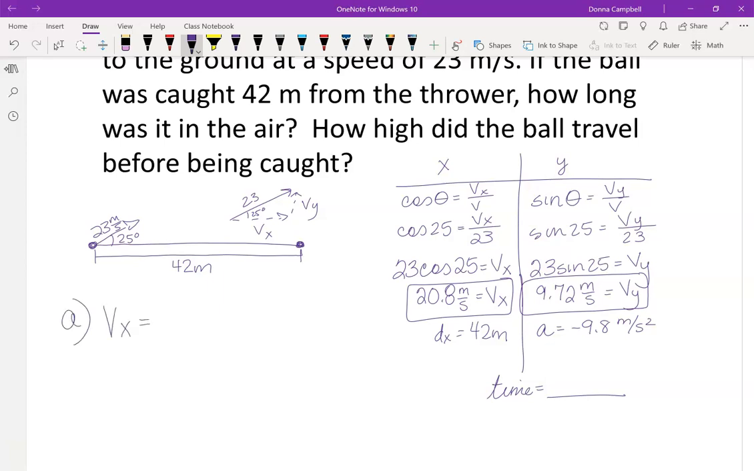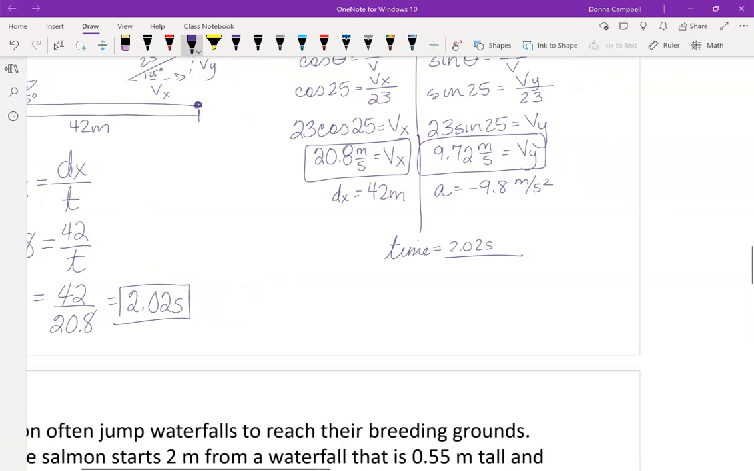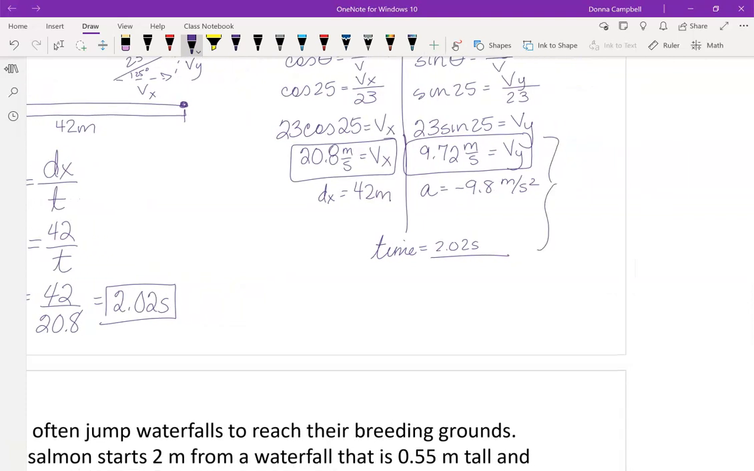So velocity in the x is equal to the displacement in the x over time. 20.8 equals 42 divided by time. So time is 42 divided by 20.8. So 2.02 seconds. So that's how long the ball is in the air. So we have 2.02 seconds. Well, that means I can use it with this information to get the total height.